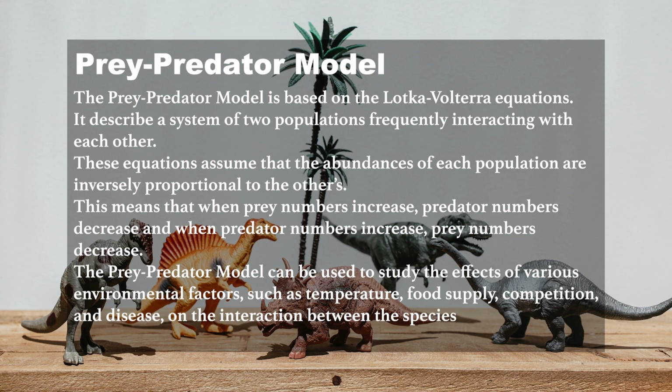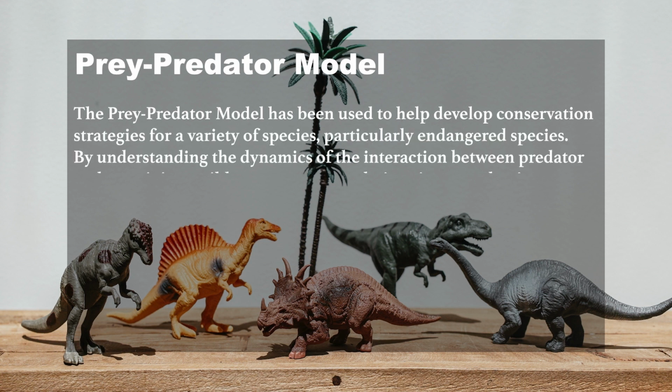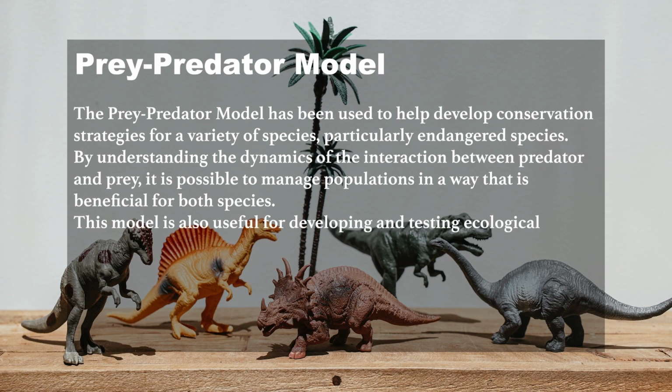The prey-predator model can be used to study the effect of various environmental factors such as temperature, food supply, competition and disease on the interaction between the species. Further, the prey-predator model has been used to help develop conservation strategies for a variety of species, particularly endangered species. By understanding the dynamics of interaction between predators and prey, it is possible to manage populations in a way that is beneficial for both the species. This model is also useful for developing or testing ecological theories.